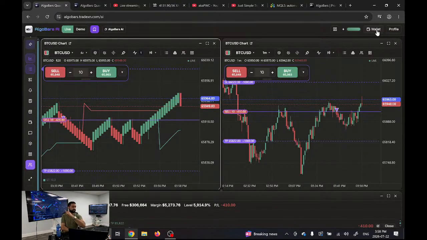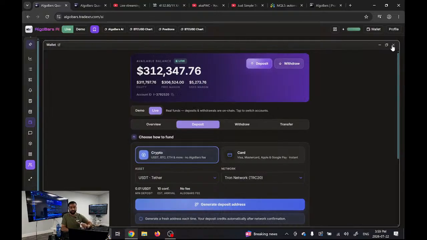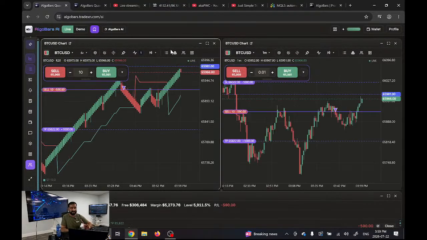I'll show you how to fund your account. You just click wallet at the top. You can click deposit. You can deposit with crypto or card, and it takes like 2 minutes, and it's in your account. You can start trading right away. You can start using the range bars right away, okay?